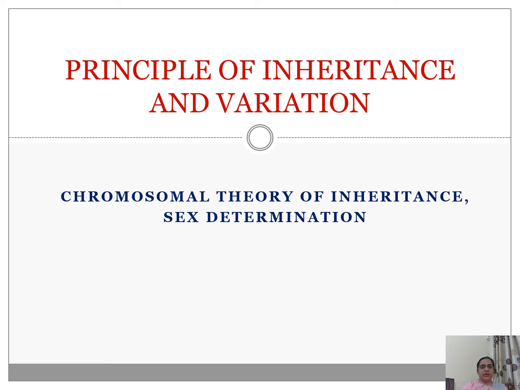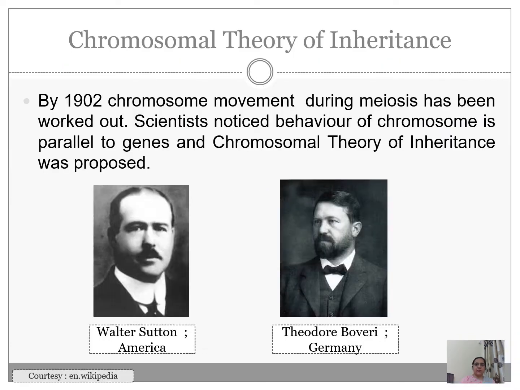Good morning, students. Now we are going to study chromosomal theory of inheritance and sex determination in the chapter of principle of inheritance and variation. First of all, coming to chromosomal theory of inheritance. This theory was proposed in year 1902 by Walter Sutton and Theodore Boveri. They noticed the behavior of chromosome and they observed that behavior of chromosome is parallel to behavior of genes.